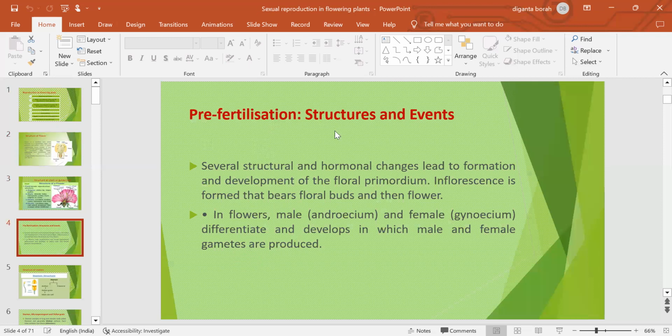Next, pre-fertilization. Before fertilization, we have to discuss the pre-fertilization structures and events. Several structural and hormonal changes lead to the formation and development of floral primordia. The inflorescence bears floral buds and then flowers. In the flower, the male androecium and the female gynoecium are differentiated and developed, in which male and female gametes are produced.